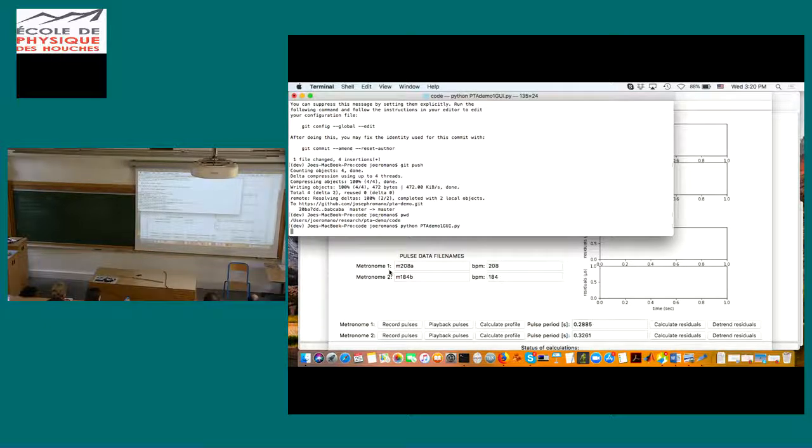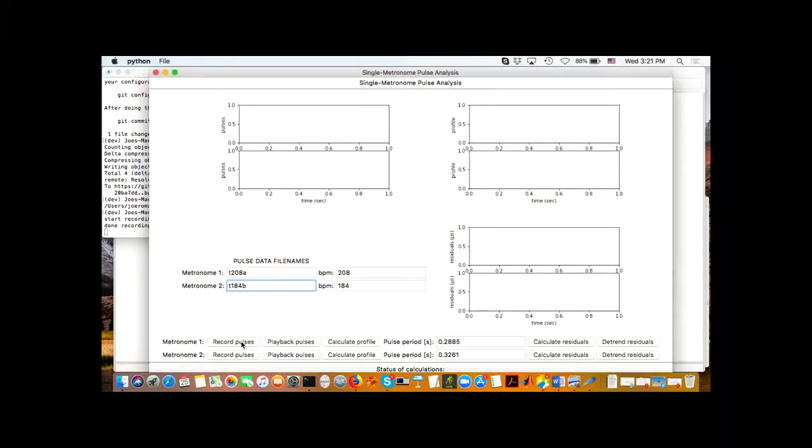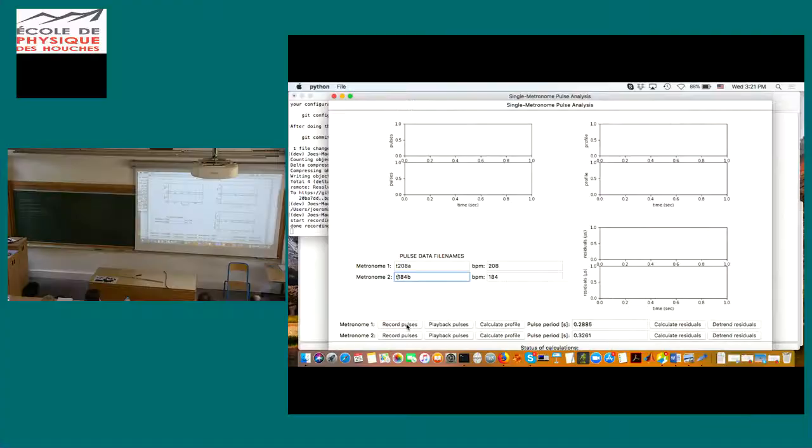I'm just going to sit here, and I've got it all set up. I'm going to change the name, so that's going to be the name of the data. Quiet on the set. We're going to record the pulses now. So I'm going to click here. Okay, we're done recording. You can see on the left-hand side. Now I'm going to stop this.